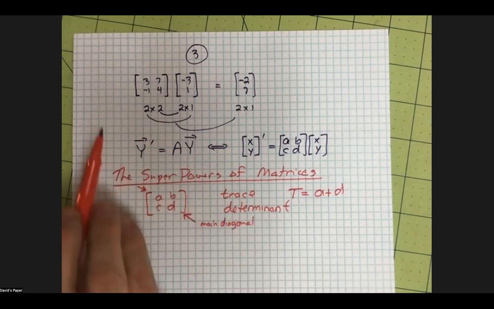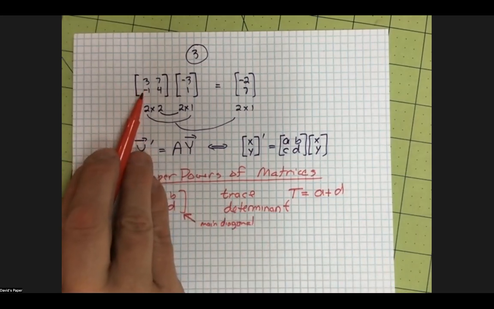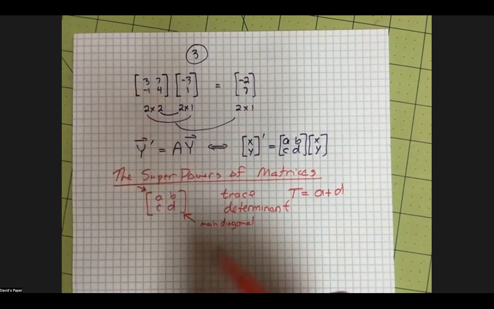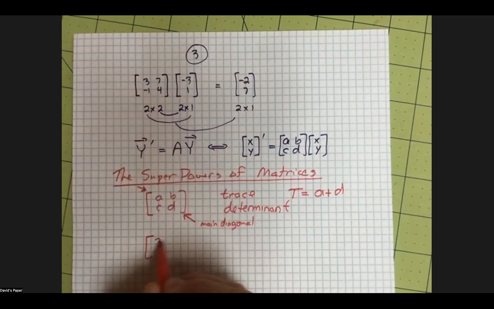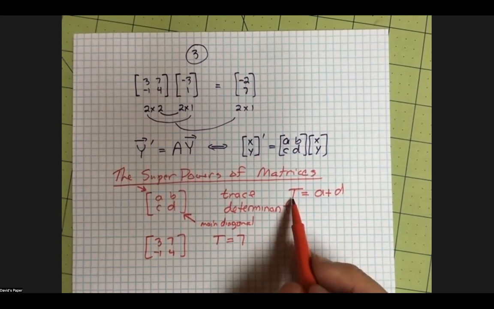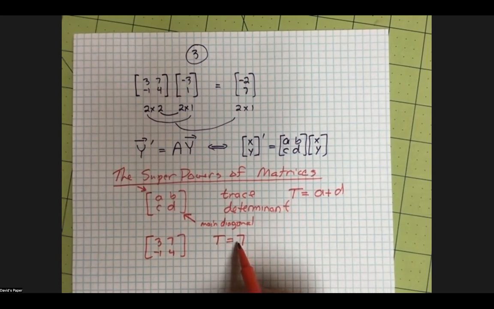So the matrix above us, 3, 7, -1, 4, has a trace of 7. 3 + 4 = 7. I'll just use that as my example. For short, most people abbreviate trace with a capital T. Some people abbreviate it in other ways, but you can adjust. That depends on how the book is presented. This book uses capital T for trace.